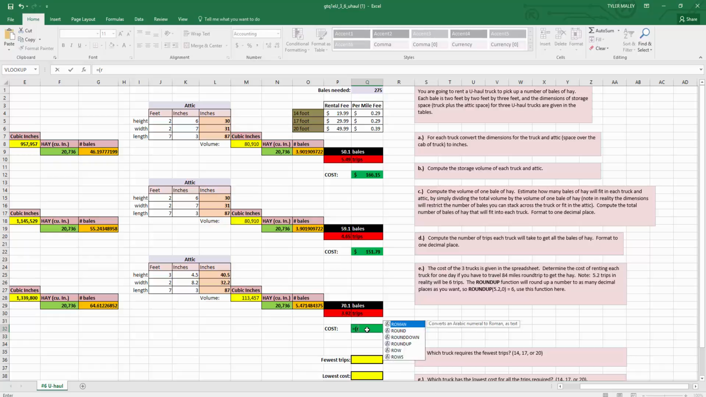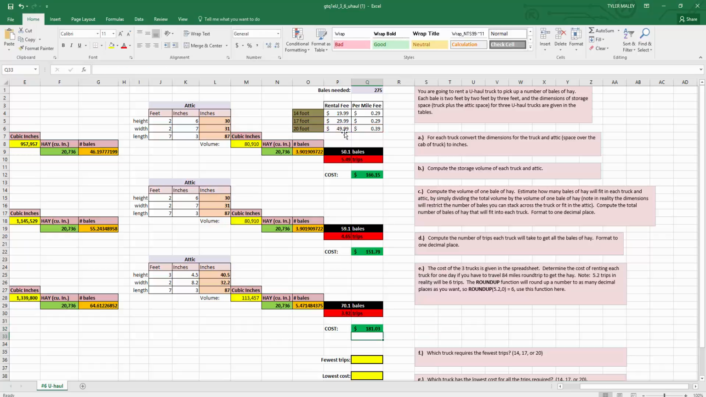So then I can calculate for the last one here. So again, use the roundup function. So not the weed killer, right? So then the number, we want to round up this cell, P30, to 0 decimal places, and then times 84 miles, times cell Q6 here, right? Because for the 20 foot, we're paying 39 cents per mile, and then add in the rental fee, so this cell, and then hit enter, and we get $181.03, right?